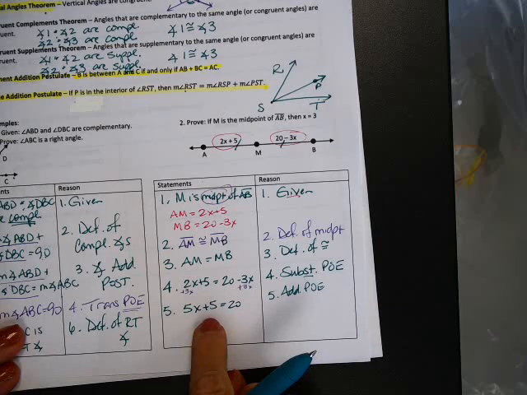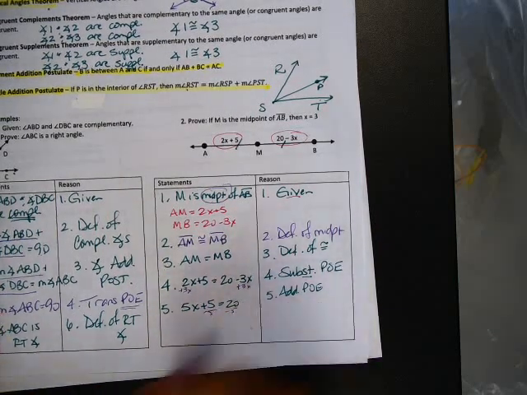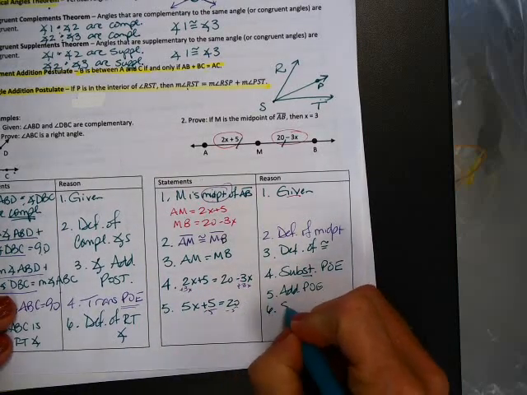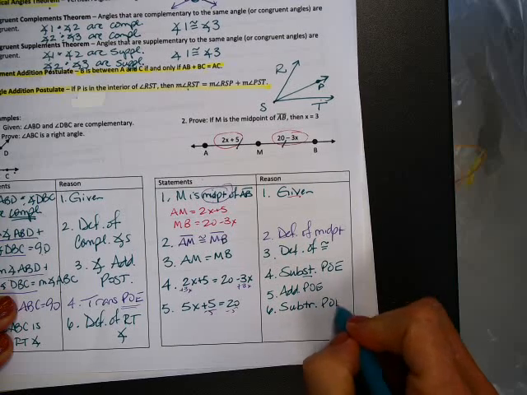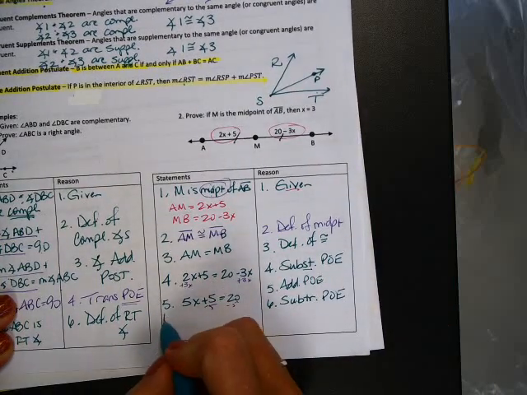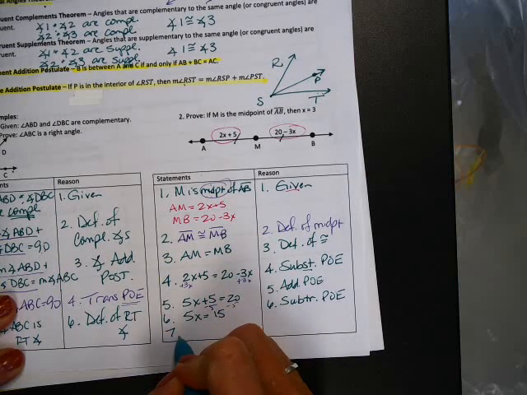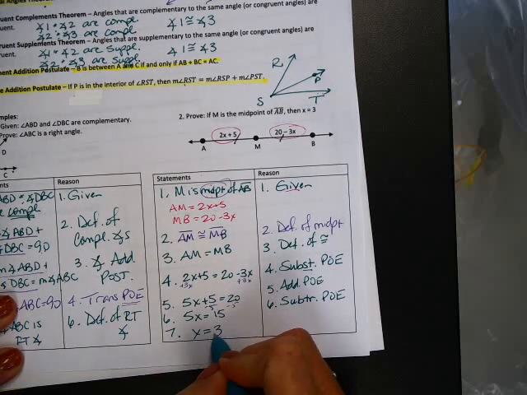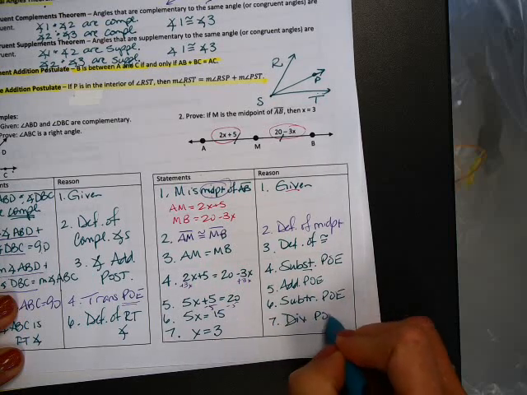How do I get rid of the 5? Well, I'm going to actually subtract it over. So that means my next step will be the subtraction property of equality, which will give me 5x equals 15. So the last step is x equals 3. What did I do? Division property of equality.